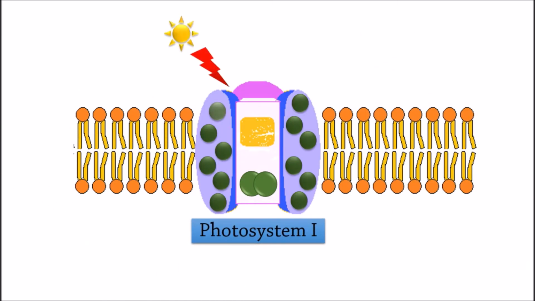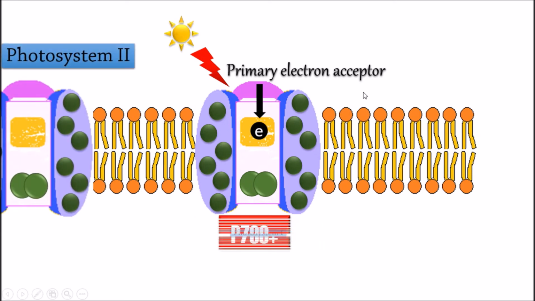When light energy is absorbed by the pigments in photosystem 1 and reaches the reaction center, the electron in P700 is boosted to a very high energy level and accepted by a primary electron acceptor of photosystem 1. The excited P700 is neutralized by a new electron from photosystem 2.